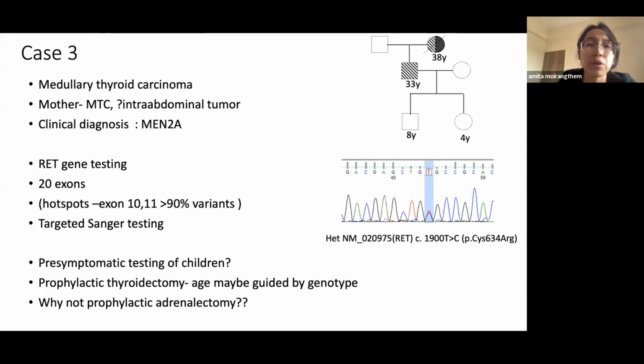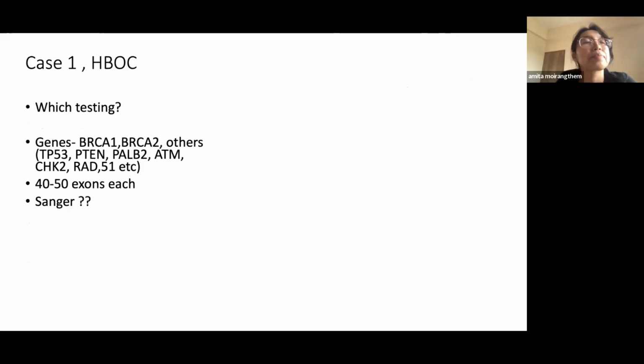So as we know, MEN2A also has a pheochromocytoma or adrenal tumor as one of its manifestations. So someone may ask, why are we not advising or recommending prophylactic adrenalectomy for these children while we are doing thyroid surgery? The answer to this we'll discuss in the upcoming slides.